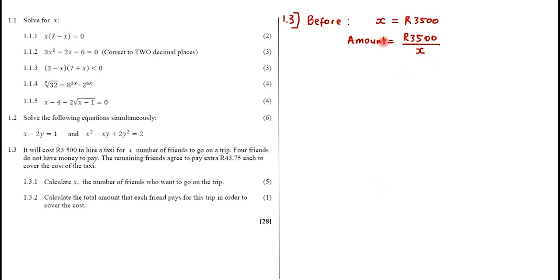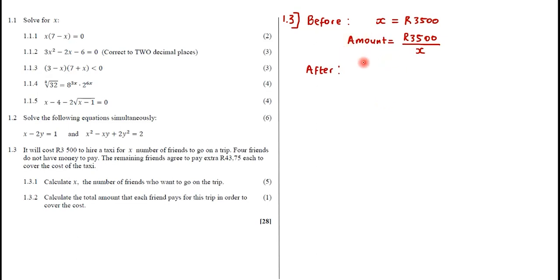So this is the amount that we're supposed to pay before, right? And then now we get into the taxi service, right? And then all of a sudden 4 friends are saying they're not going to pay, but we're already there. I mean, it happens all the time, and we're friends, so we understand. Maybe something came up, so that is why now 4 of these friends don't have the money to pay.